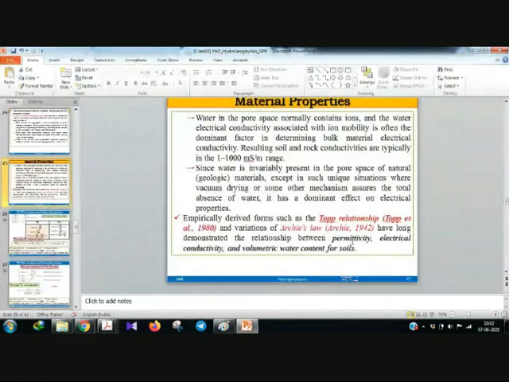And there is Archie's law, and there are several other laws. Archie's law will be discussed in your borehole classes.